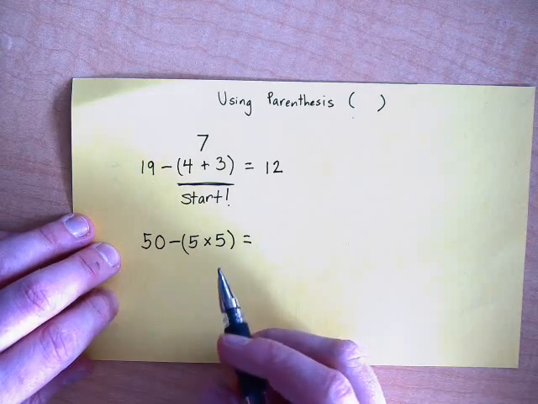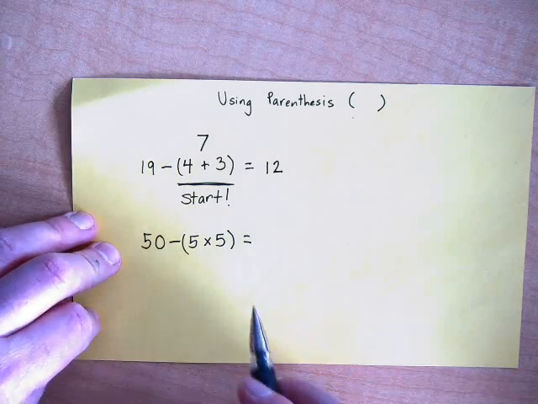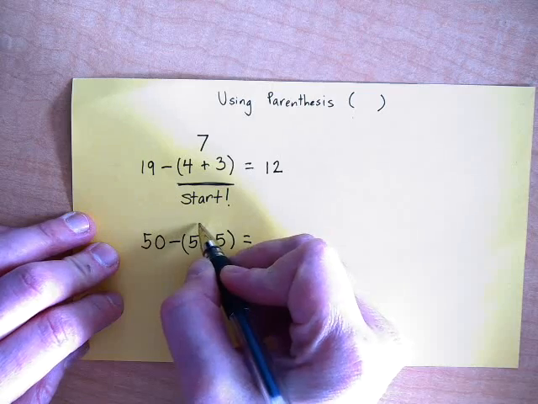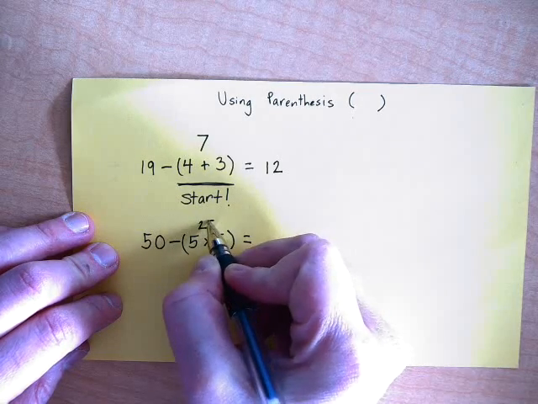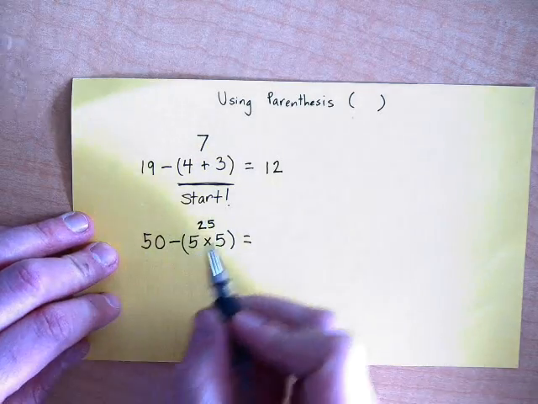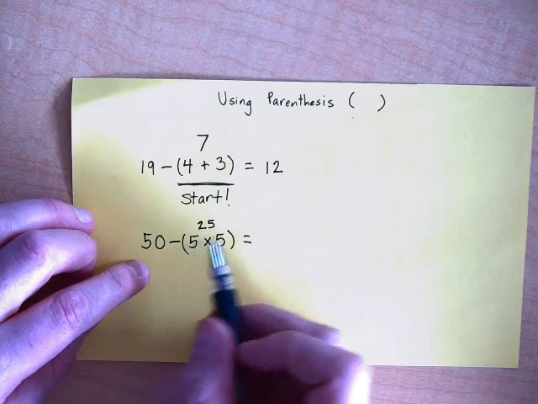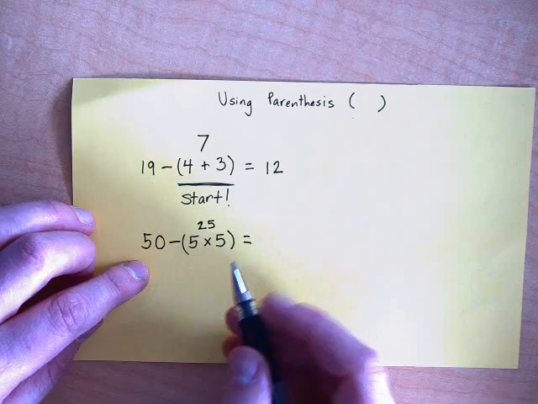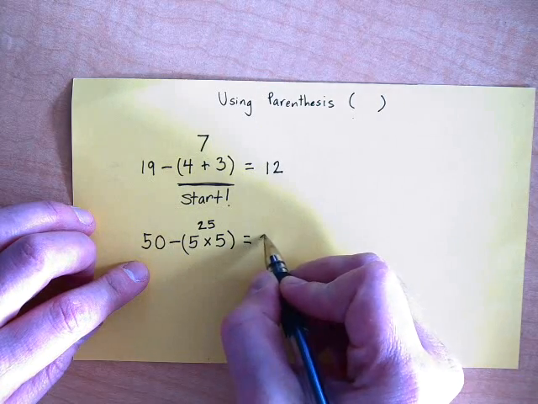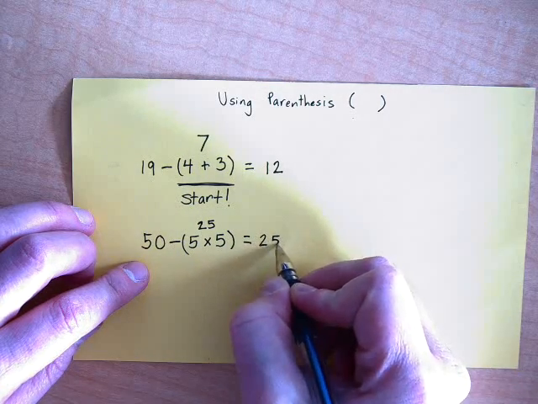Perfect. Do you know what 5 times 5 is? Okay, 25. Good. So that's 50 minus 25. And if you think about that in quarters, you have 2 quarters minus 1 quarter equals another quarter, so that equals 25. 50 minus 25 equals 25.